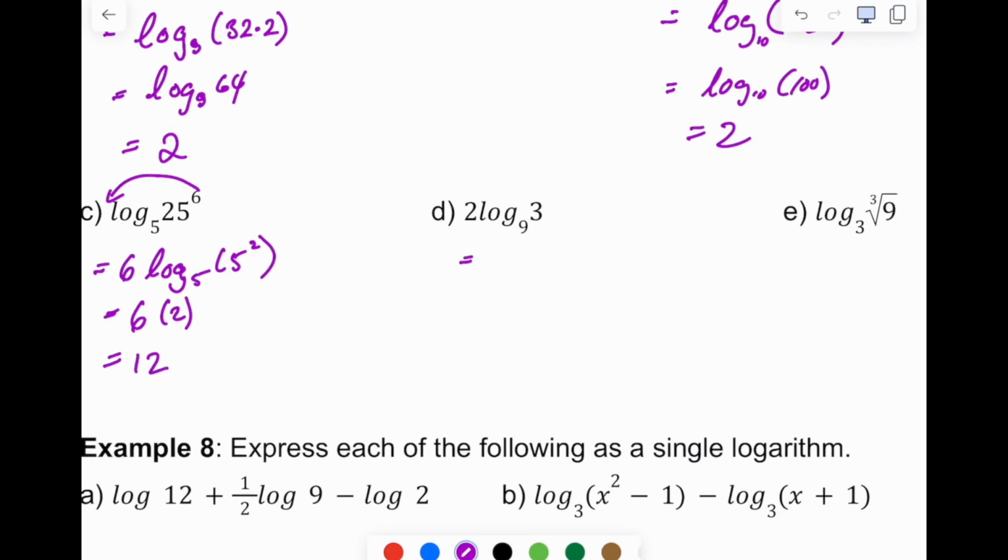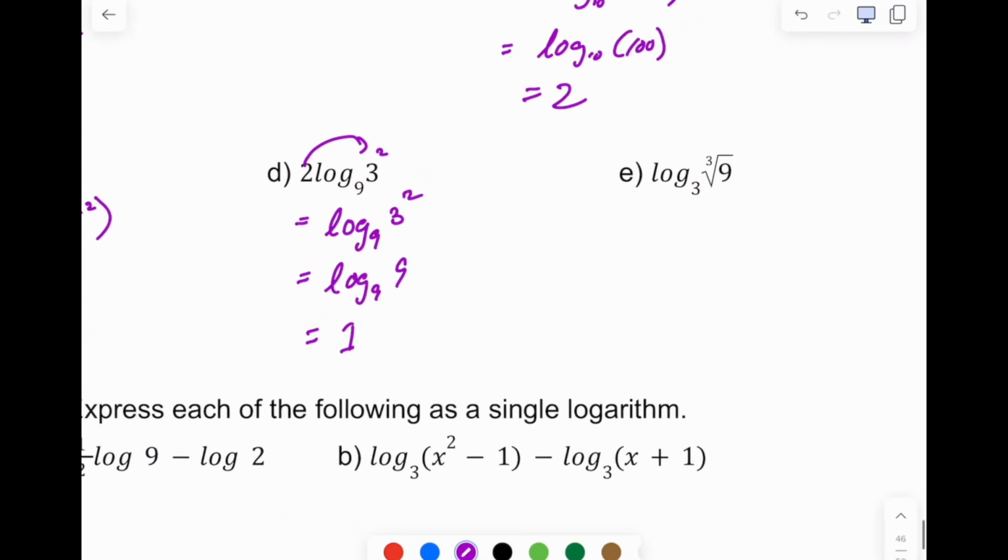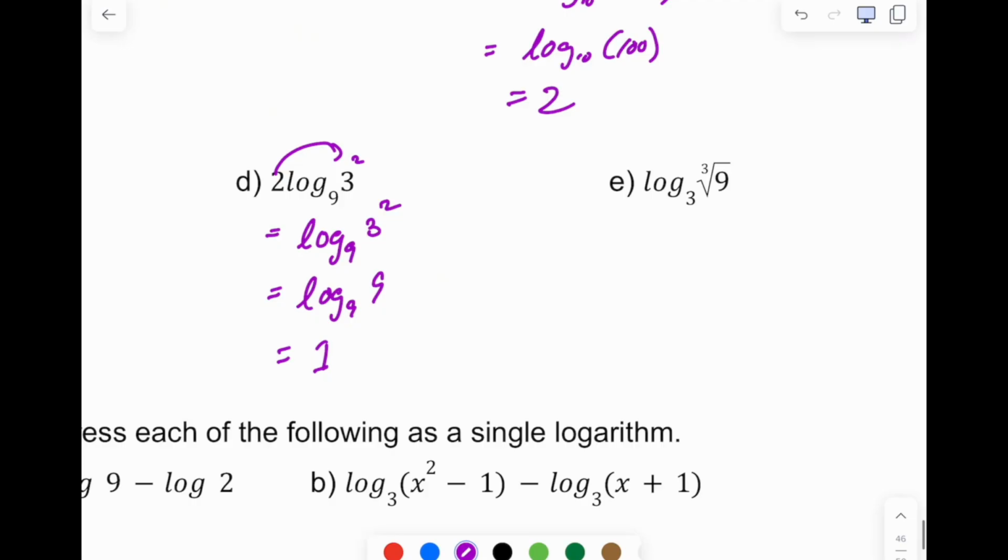It's not the only way that we can do this, but this is one way we could see it. It's log base 9. Well, we're going to actually move the 2 to make this 3 squared. So this is log base 9 of 9. Well, that's just going to be 1. Okay. Last but not least, here we're going to have log base 3 of the cube root of 9.